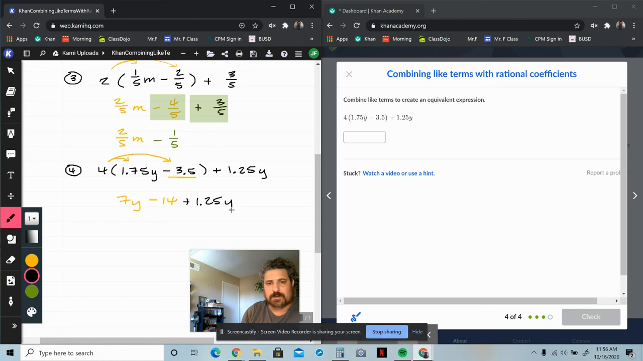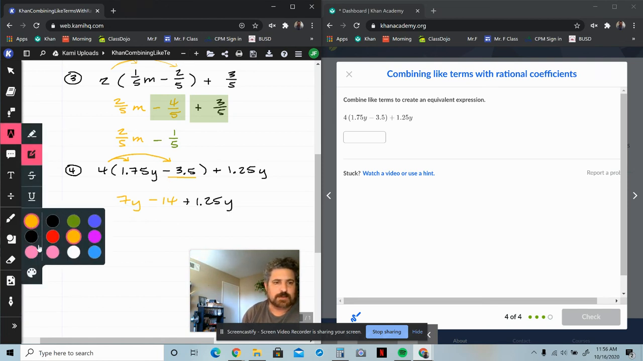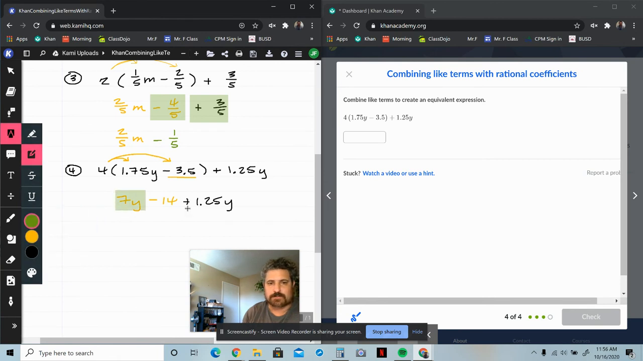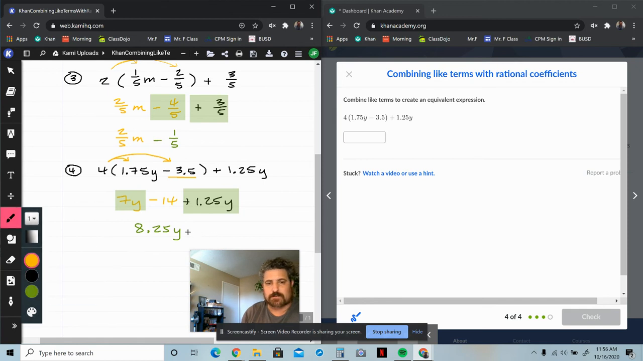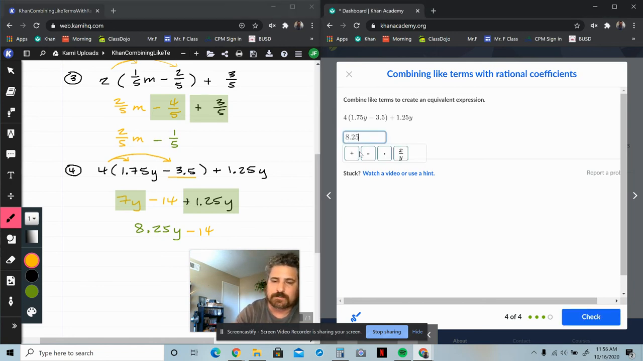Now, like we talked about when I first started the problem, we're going to now combine our y's. So if we take a look at our y terms, we can see we've got 7 of those y's, and we're adding to that 1.25 y's. Well, how many y's do we actually have then? What's our total y value? Our total y value is going to be 7 plus 1.25, or 8.25 y's. The minus 14 just comes along for the ride. That doesn't change. So really our answer is just 8.25y minus 14. So we're at 8.25y and then minus 14.